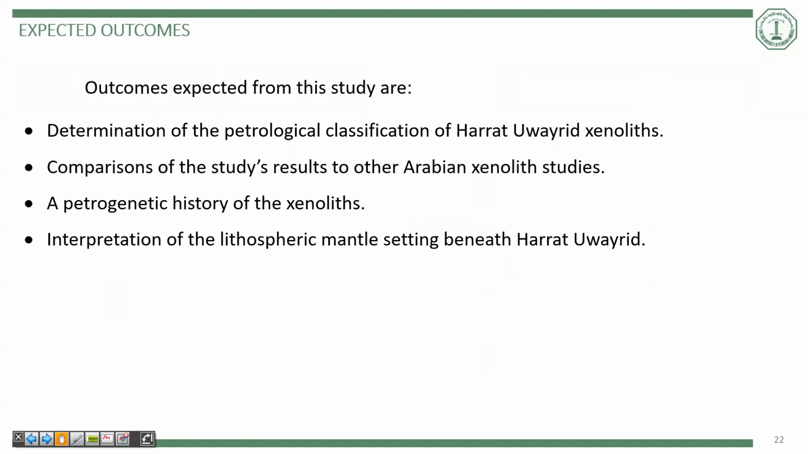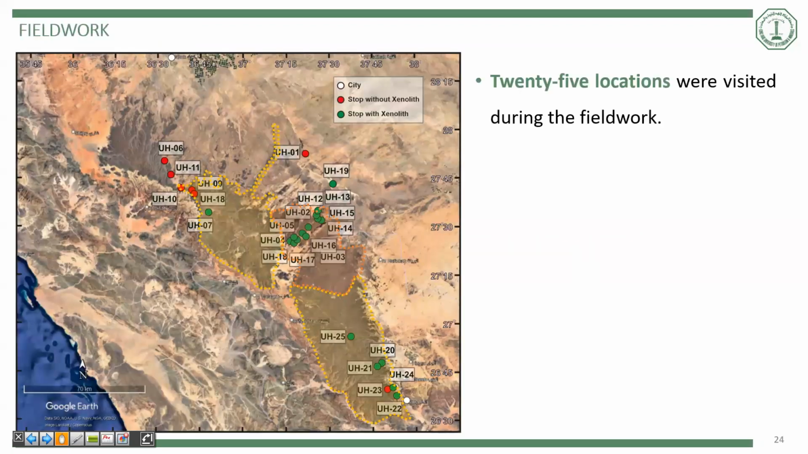So the outcomes expected from the study are determination of the classification and comparison of the study results to other Arabian xenolith suites, a petrogenetic history of the xenoliths, and maybe a rough or general interpretation of the lithospheric mantle setting under Harrat Uwayrid. And we immediately go to the results.